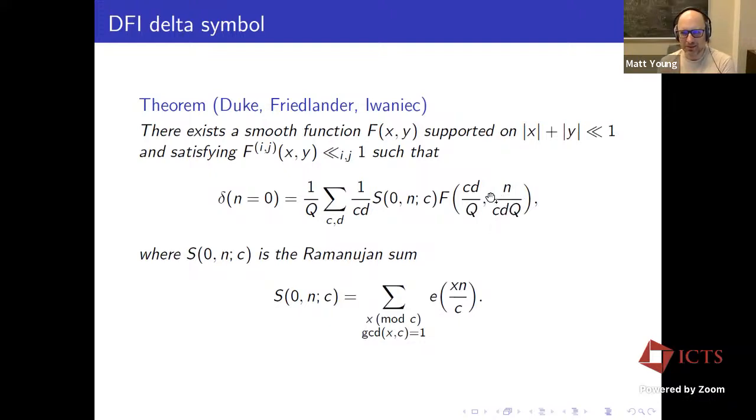So we have these two variables. This is supported on both of these components, x and y, being big O of 1, and this is some sort of smooth function. And this is the standard DFI delta symbol. That probably is pretty well known at this particular conference.